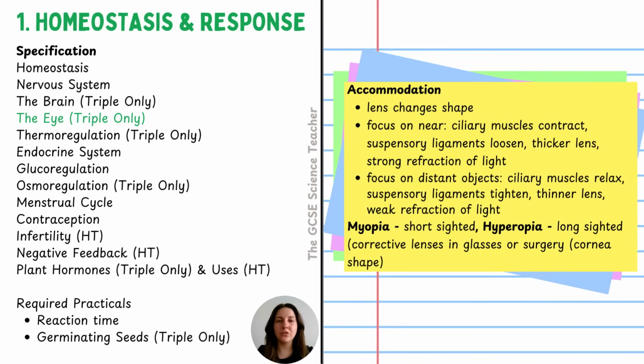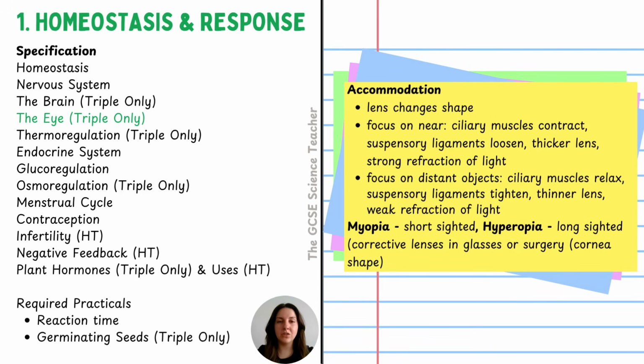Accommodation allows us to focus on near and far objects. Let's talk about how this is done, as the lens actually changes shape to do this. To focus on near objects, ciliary muscles contract, suspensory ligaments loosen, and the lens thickens, which allows strong refraction of light. Focusing on distant objects, however, the ciliary muscles relax, suspensory ligaments tighten, the lens becomes thinner, and there is a weaker refraction of light.